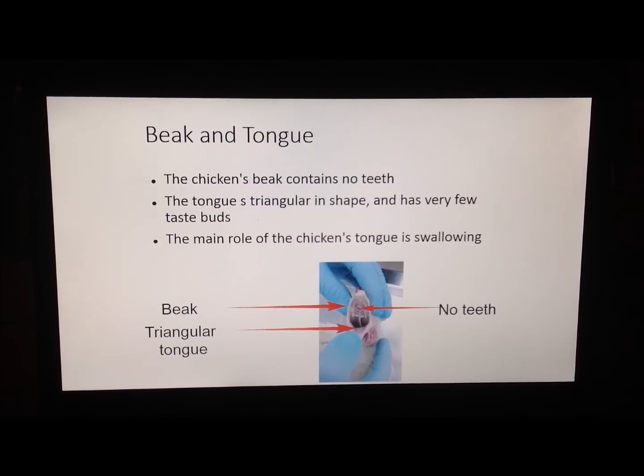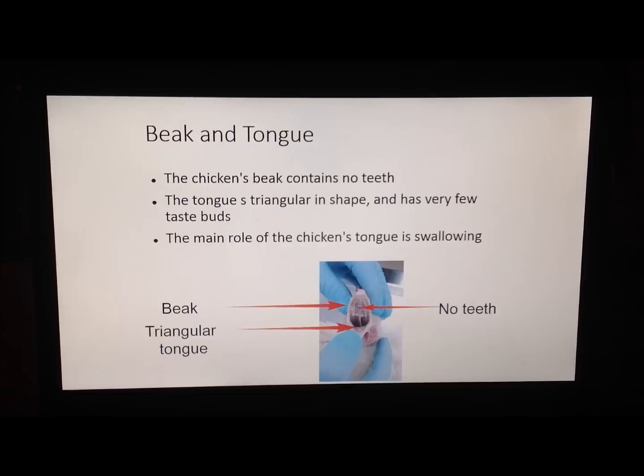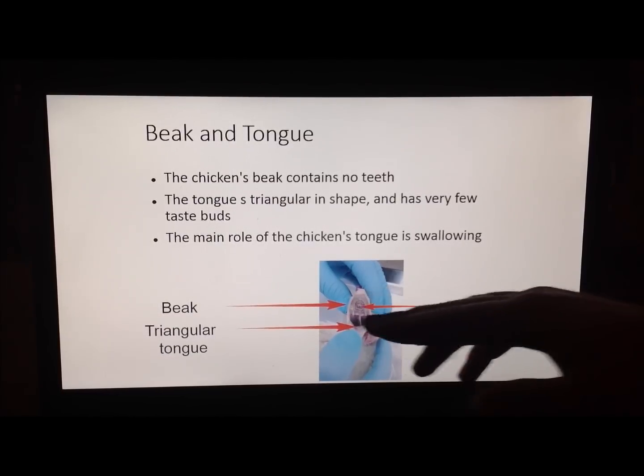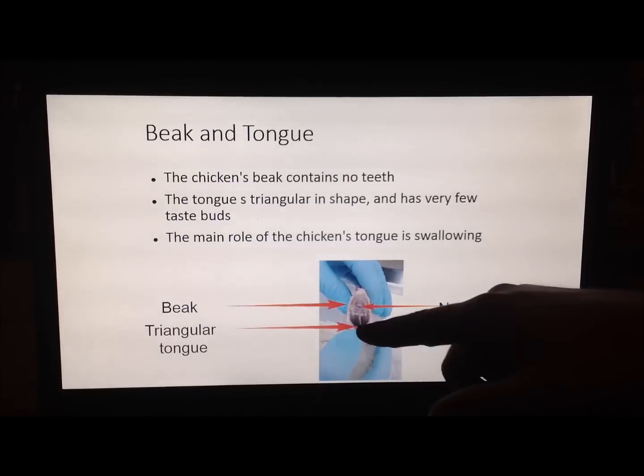The beak and the tongue. The chicken's beak contains no teeth. The tongue is triangular in shape and has very few taste buds. Its main function is helping the chicken to swallow. As you can see, there is an open beak, there are no teeth, and there's a triangularly shaped tongue on the bottom.